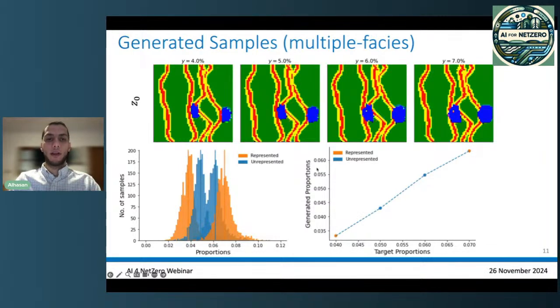We have a similar figure here for the multiple phases dataset. Again, the noise vector is fixed, and the condition y, in this case, represents the proportions of the blue regions. And you can see that when we increase the condition from 4% to 7%, the proportions globally gradually increase in the image. You can also see in the chart here that the increase is almost linear between the generated proportions and the target proportions.